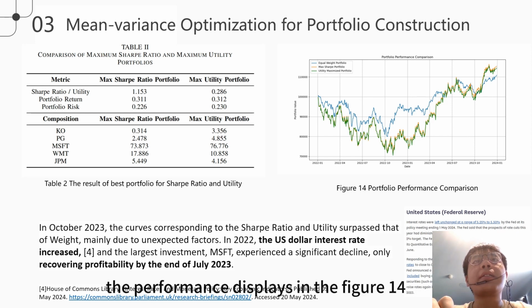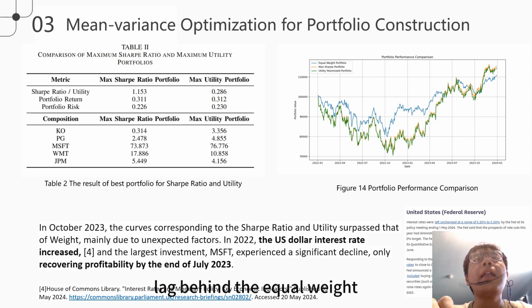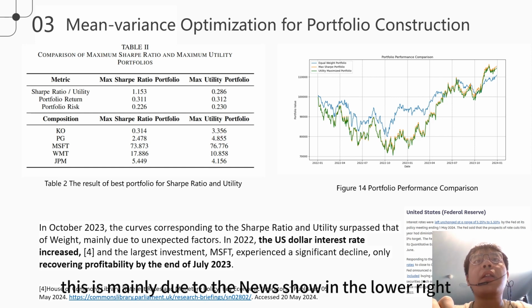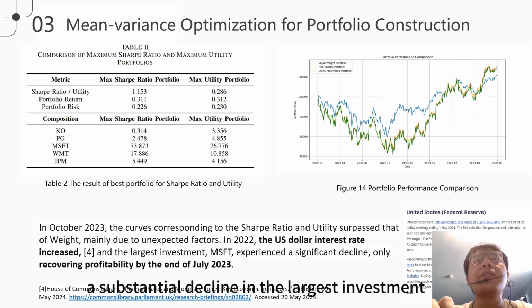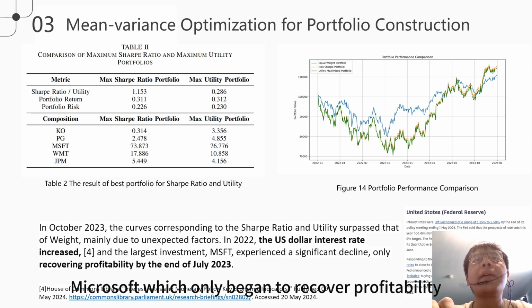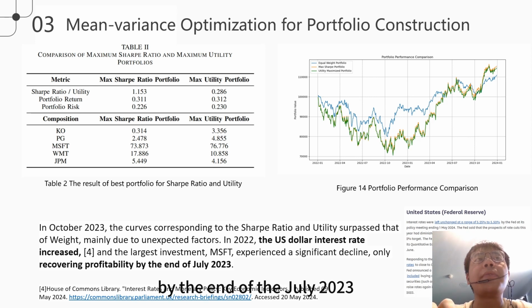The performance displayed in Figure 14 reveals that both portfolios often lag behind the equal weight portfolio for a considerable period. This is mainly due to the news shown in the lower right corner. In 2022, the US dollar interest rate surged, leading to a substantial decline in the largest investment, Microsoft, which only began to recover profitability by the end of July 2023.